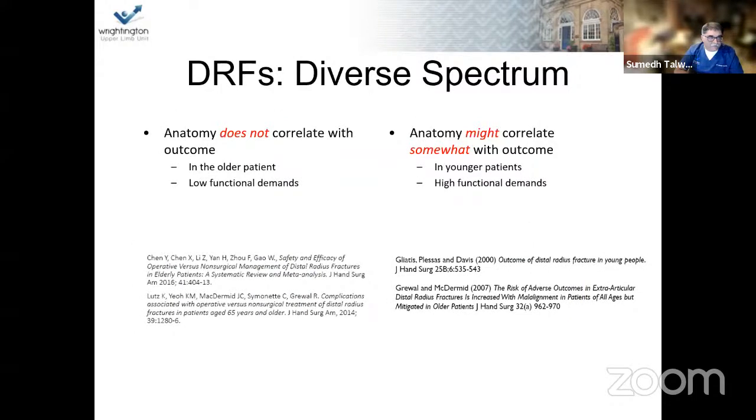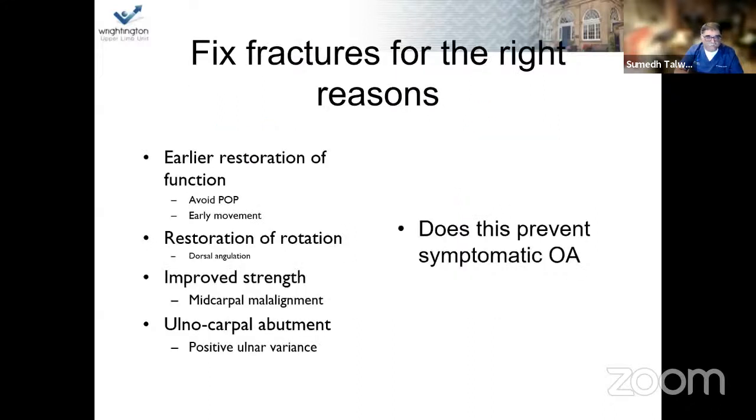In many ways, one of the things that comes out in the literature is that the distal radial fracture represents a diverse spectrum of injuries, and it changes based on confounding variables that are related to patients. We know that the anatomy itself does not correlate well with outcomes, particularly in older patients with low functional demands. In younger patients, it is likely that there may be a weak correlation, but by no means a significant one. But as far as possible, the ask is to achieve normal anatomy.